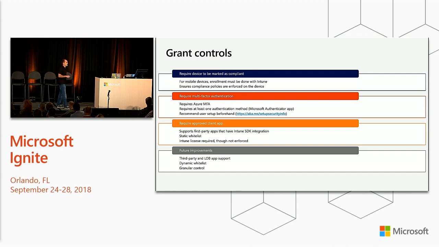Now, we recognize that the require approved client app grant control is limited today. And so over the coming months, you'll be hearing about how we're improving this area. We're going to be adding support for third-party and line of business apps. We're going to move this away from being a statically defined whitelist that we have to deploy new code to update, to being a dynamic whitelist. And we're going to look at how we can enhance the controls and make them more granular going forward. So look for that information in the future.